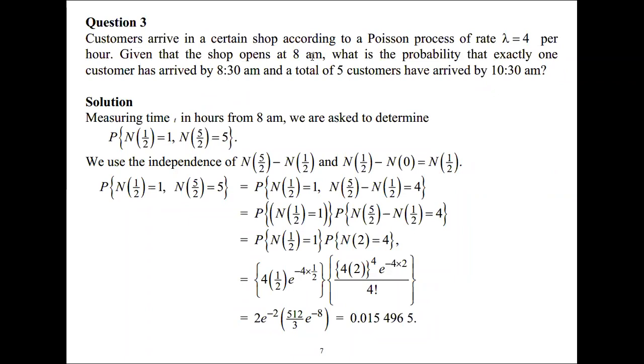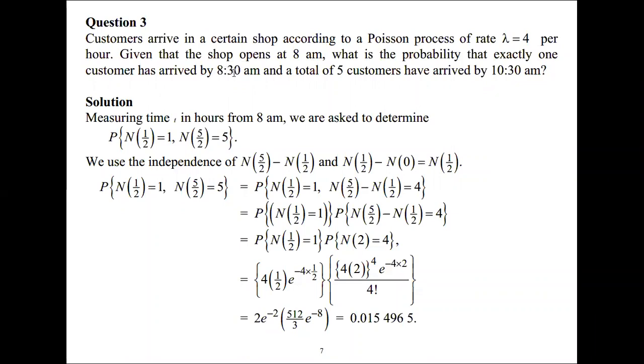So at time 0, that's one of the assumptions for the Poisson process: we assume that at time 0 there's no customer. Have you seen it? At time 0, there's no customer. So he asked, what's the probability that exactly one customer has arrived by 8:30?